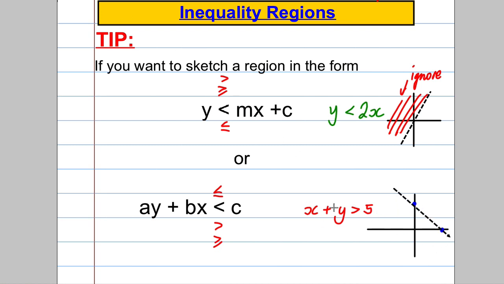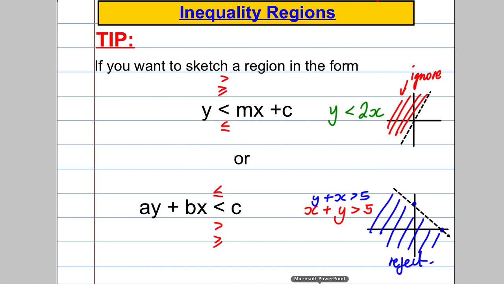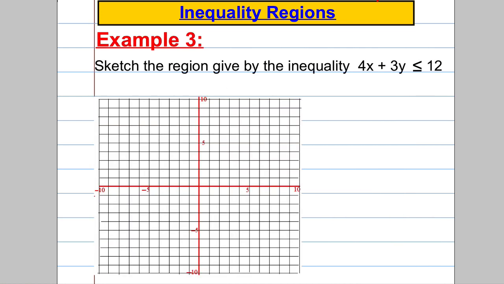Because it's in the form we talked about, some y's plus some x's, I perhaps should have just written it like that to make it absolutely clear it's in the right form. Because we want above the line here, we're going to shade below the line, and that's the region we reject. So there's a little tip for you. With that in mind, let's have a go at these questions.